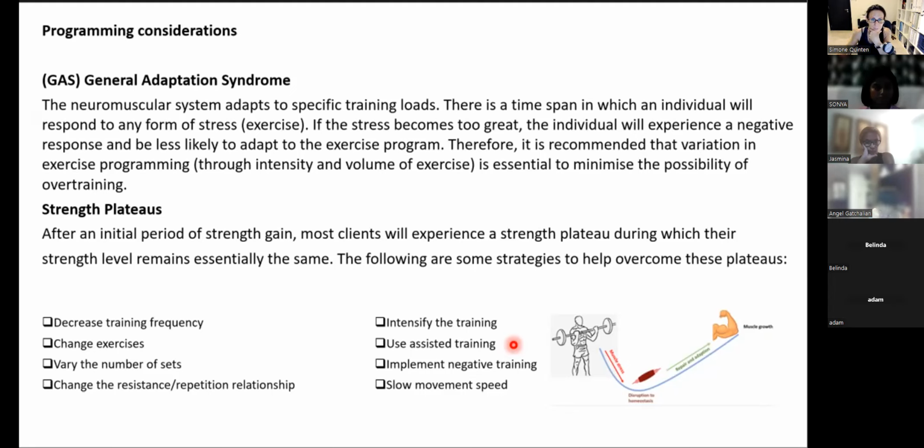That can help. Implement negative training, which means you start in the concentric phase and focus on the eccentric muscle contraction. That one is a good one. When you do negative training, you will have even more DOMs. The relationship between DOMs and negative training is actually higher for some reason than when you just do the normal concentric eccentric one. Or you can just slow the movement speed.